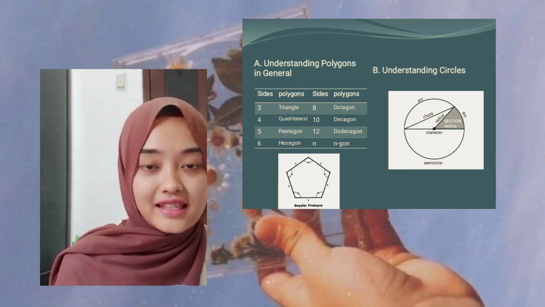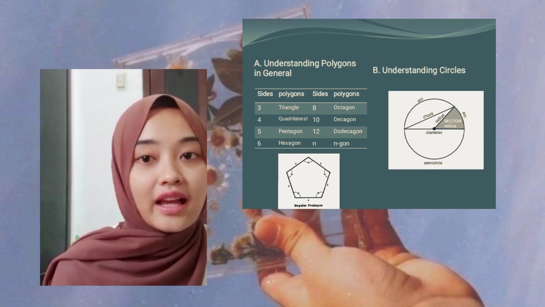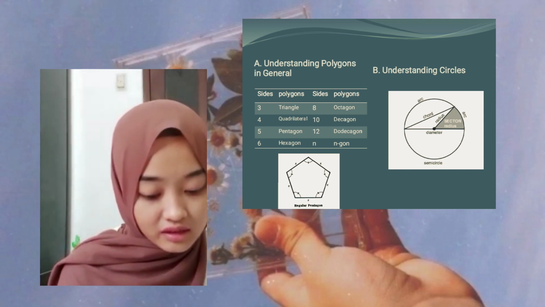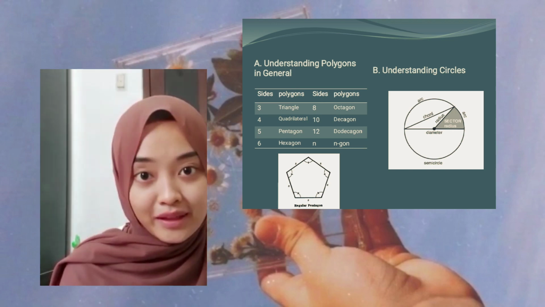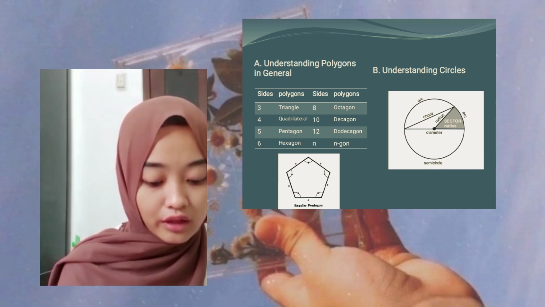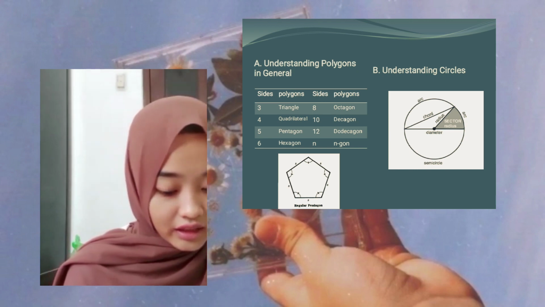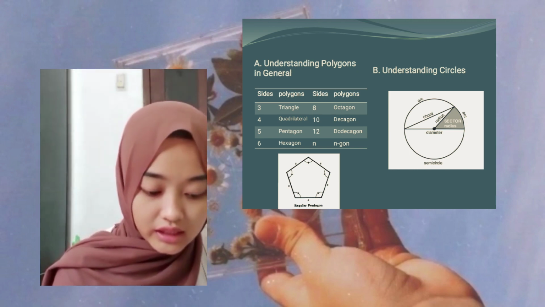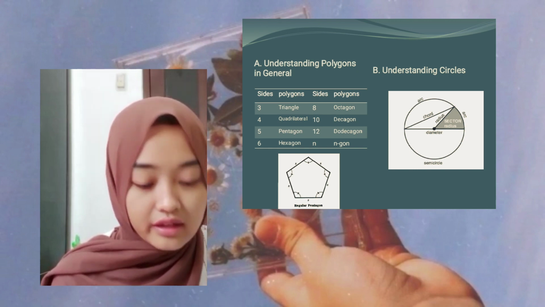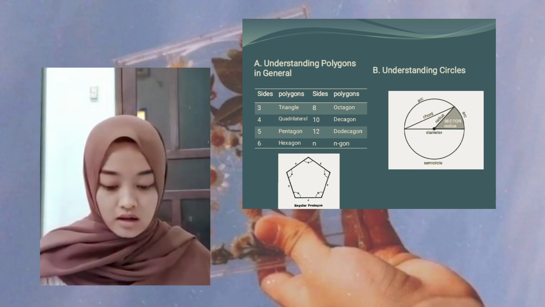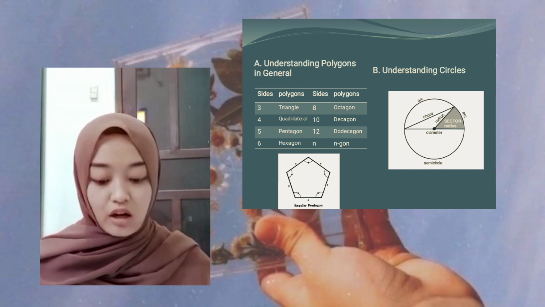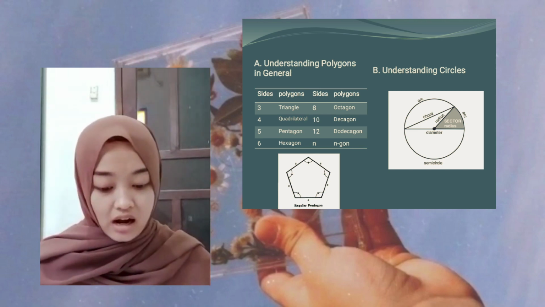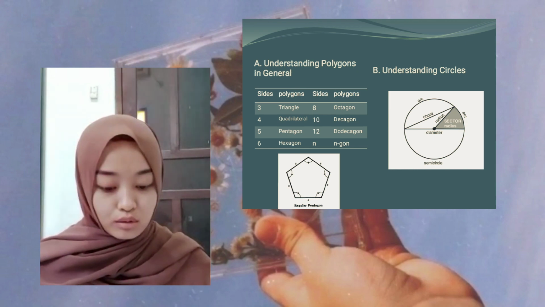A chord is a line joining two points of the circumference. A diameter is a chord through the center. A diameter is twice a radius. It is the largest chord. A sector is a part of the area of a circle bounded by an arc and two radii.